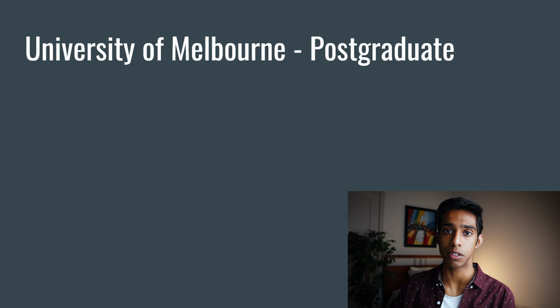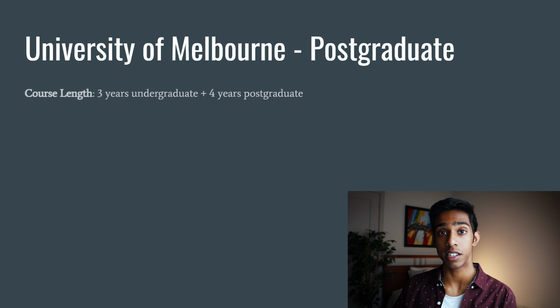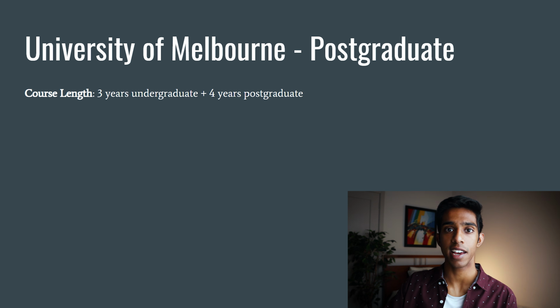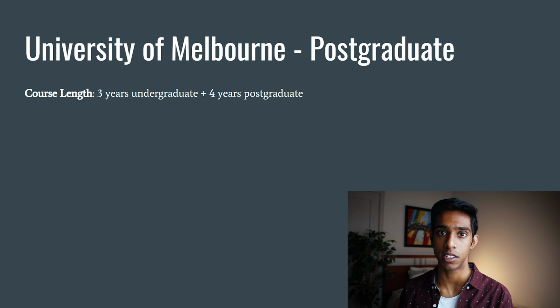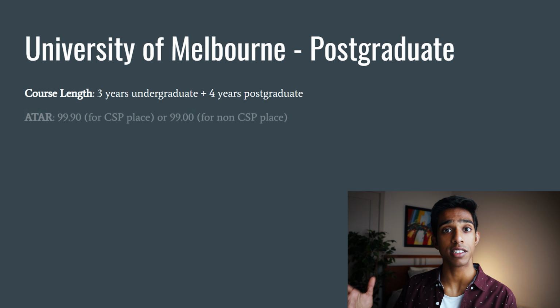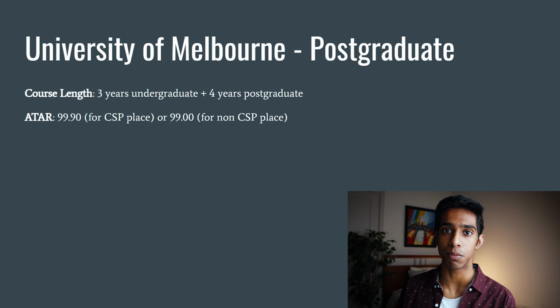The second medical school in Victoria is the University of Melbourne. However, this is a postgraduate pathway, but they do have a guaranteed entry pathway as well. The length of this course is 3 years of undergraduate study and then 4 years of postgraduate study, so you should be careful about that when you're thinking about how long you might be at university for. The ATAR requirement for this course is a 99.9 for a Commonwealth supported place, which is something I mentioned before, or a 99 for a non-Commonwealth supported place.